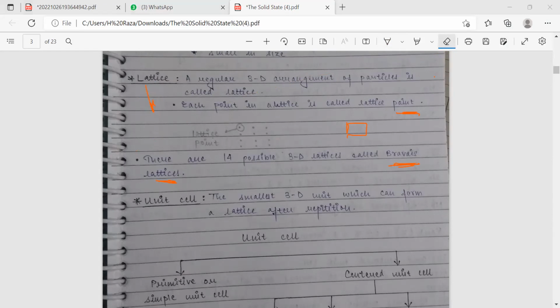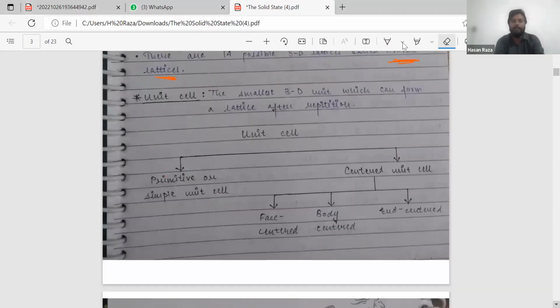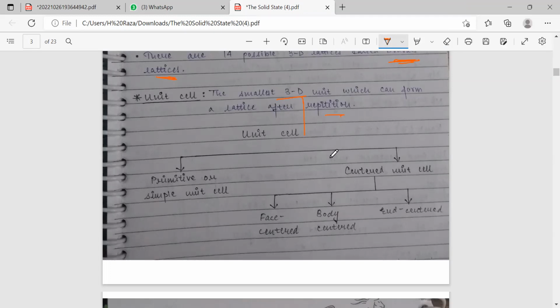There will be a term that is unit cell. What is unit cell? This is also 3D. The smallest 3D unit which can form a lattice after repetition is called unit cell. Like if I'm sitting in a building right now, the unit cell will be a brick. Are you getting my point? That is the unit cell. Now, unit cells are of two types. One is called primitive unit cell.